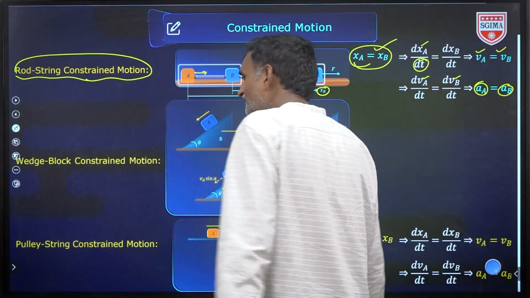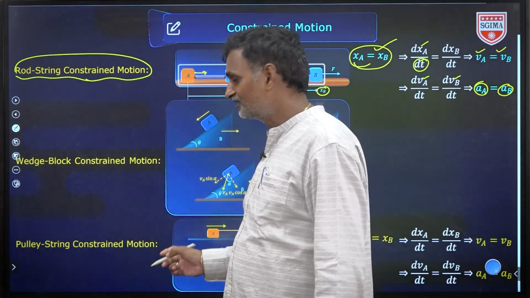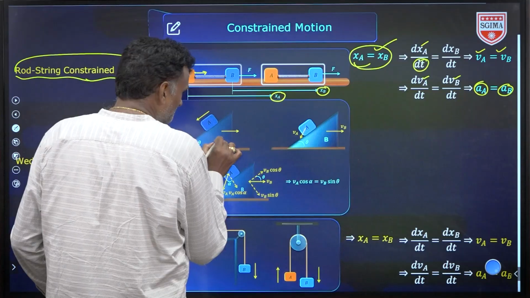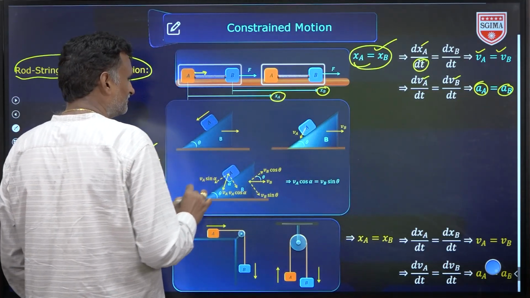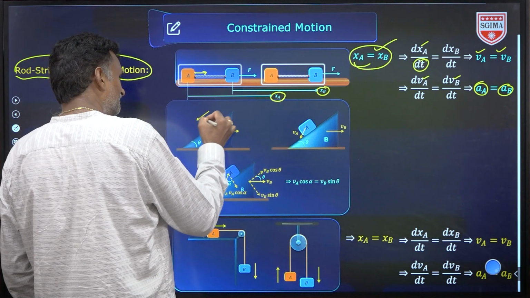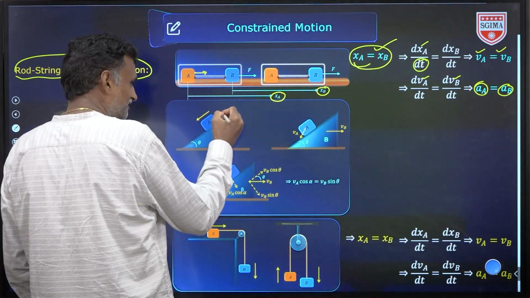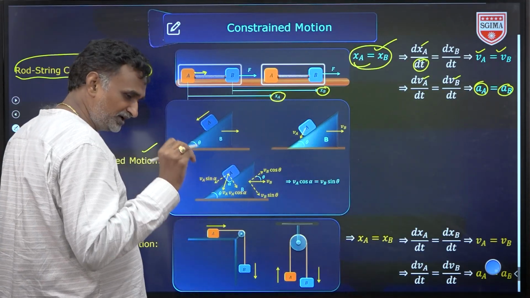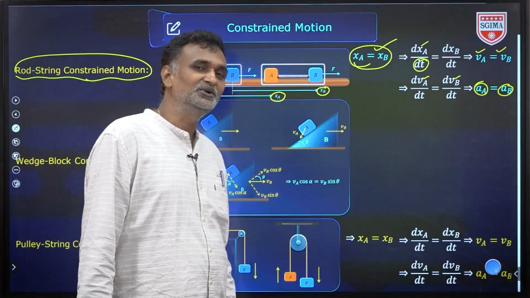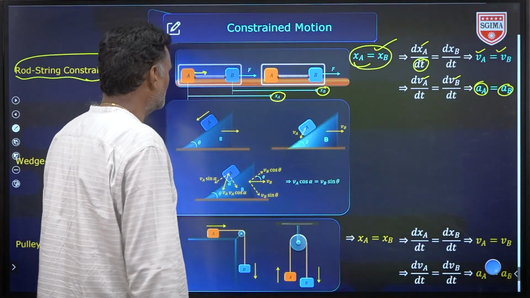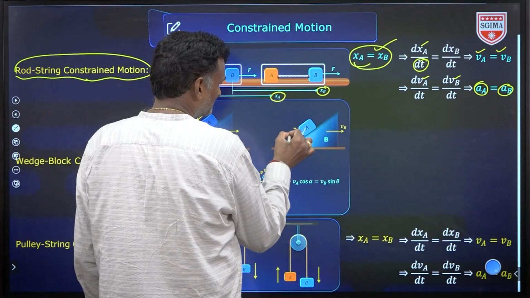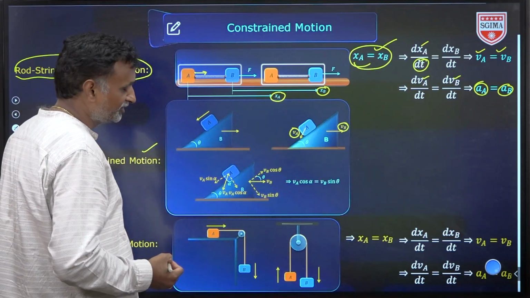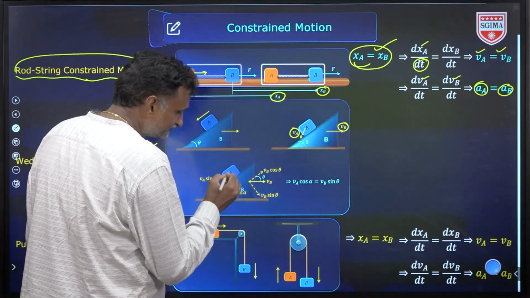Next, the second one: wedge block constrained motion. If the wedge is going to the right with some velocity, then the block kept on the wedge moves to the left. The block is constrained to move along this path only, and the wedge is constrained to move along this path only, so we need to make a relation between the velocities. Suppose A is falling, moving downward with speed Va, and on the right side the wedge is going with speed Vb. Then we need to take components here, which is important, sir.